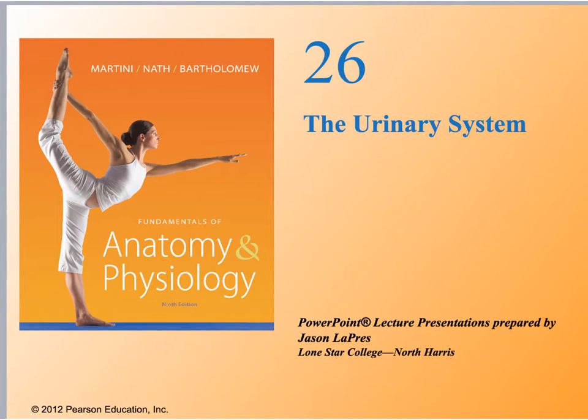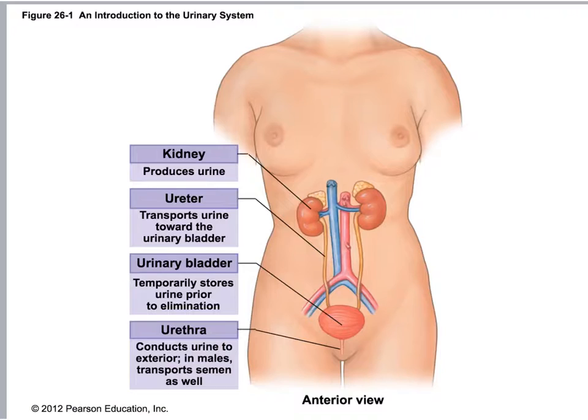Now we're going to begin the urinary system. Here's an anterior view of the urinary system. You see the kidney, and that produces urine. The ureter transports the urine toward the urinary bladder. You see the urinary bladder, it's a temporary storage area for the urine prior to elimination. And then you see the urethra, it conducts the urine to the exterior world.